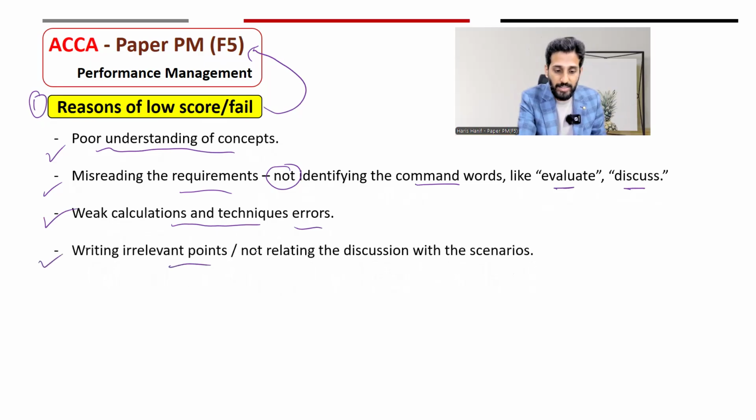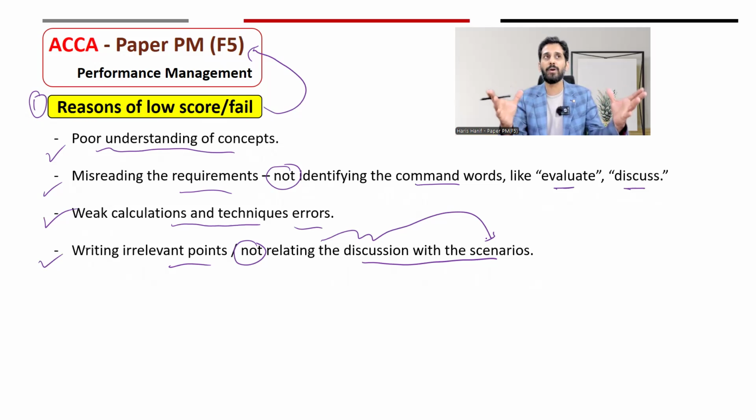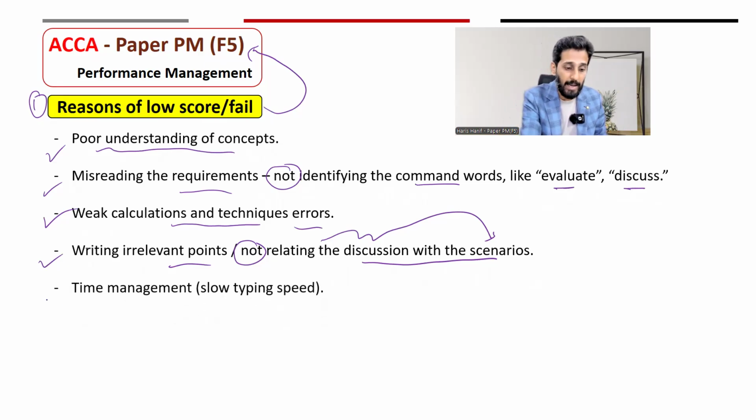Writing irrelevant points, not relating the discussion to the scenarios. You know that writing too much will not give you marks. Write relevant points and relate the discussion to the scenario. For example, if you have a performance measurement type of question with a case study and you are supposed to discuss or evaluate the performance, you need to figure out the important points from the case study and then apply them to the relevant scenario.